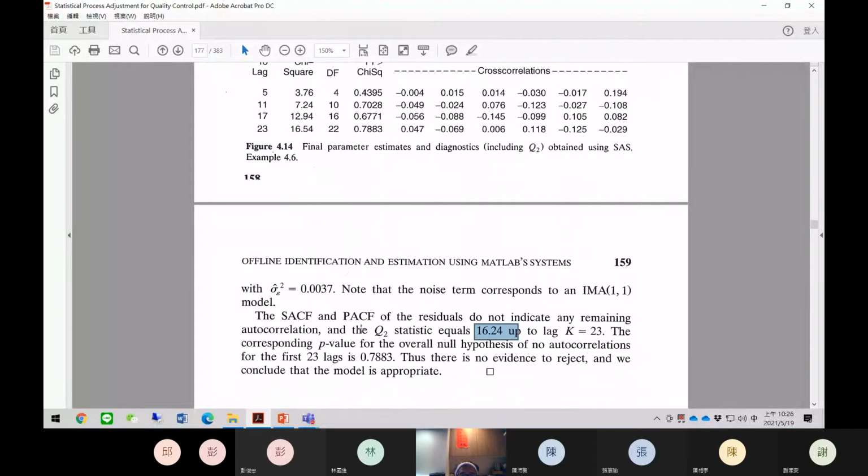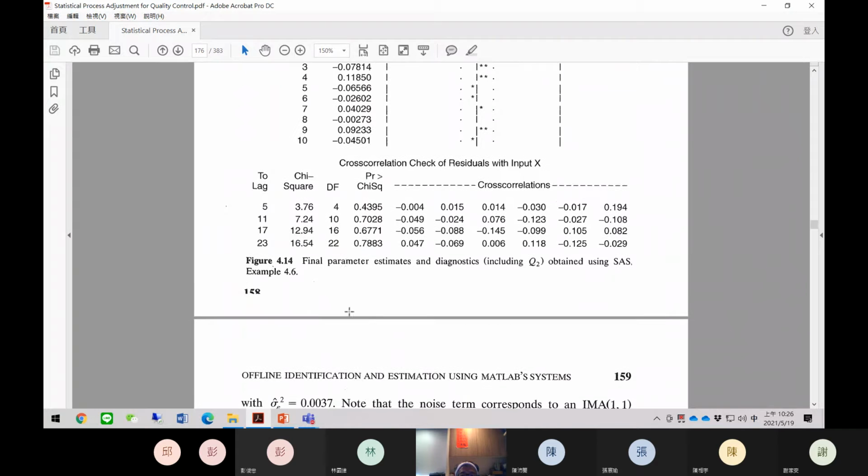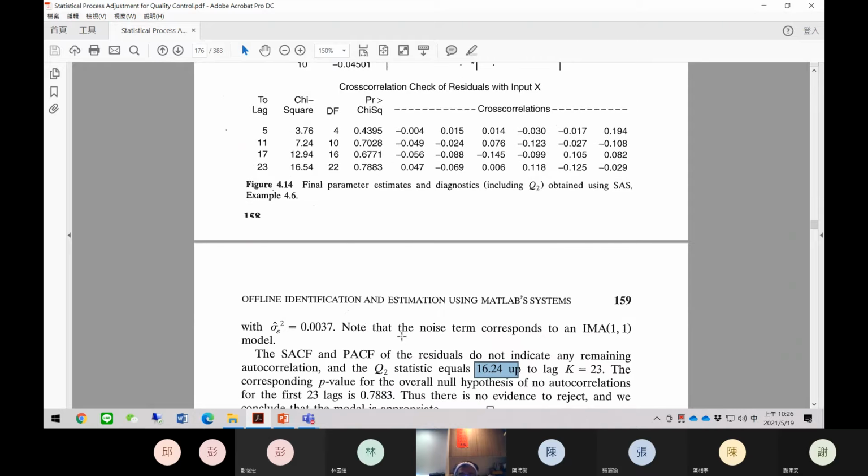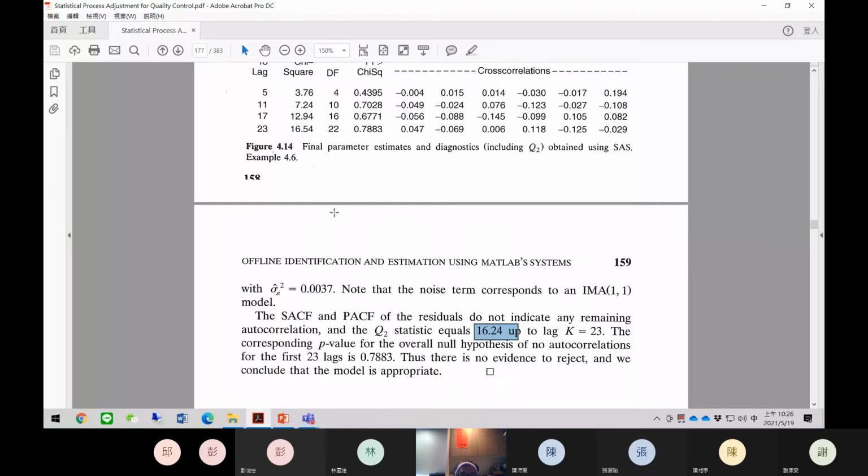Sample autocorrelation, partial residual. The sample partial autocorrelations do not indicate a problem. Yeah, it should be this. Q2 indicating this is the correlation of residual and input. Let me see that. Yeah, I think it should be 16. Gotta be a typo. Should be 16.54.